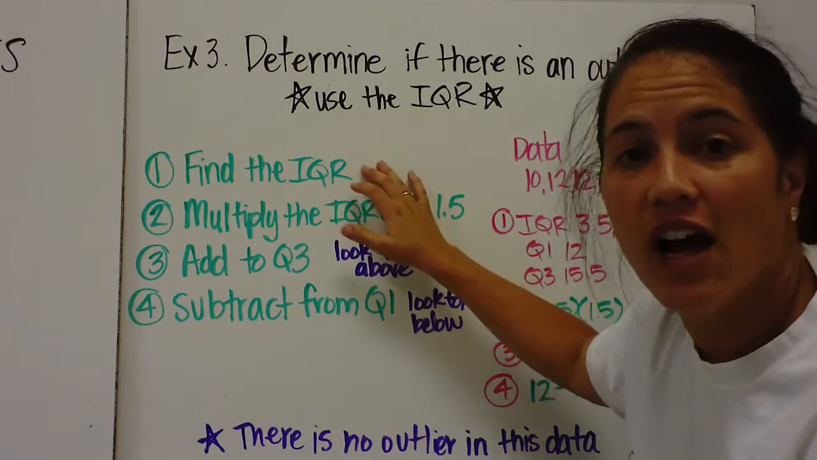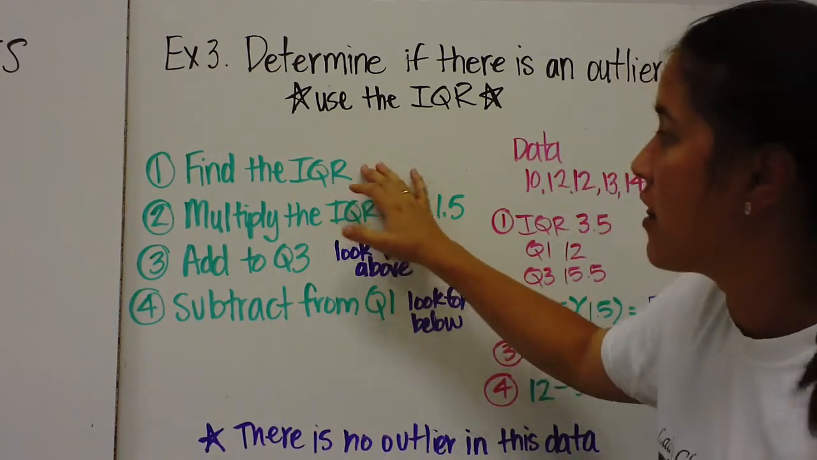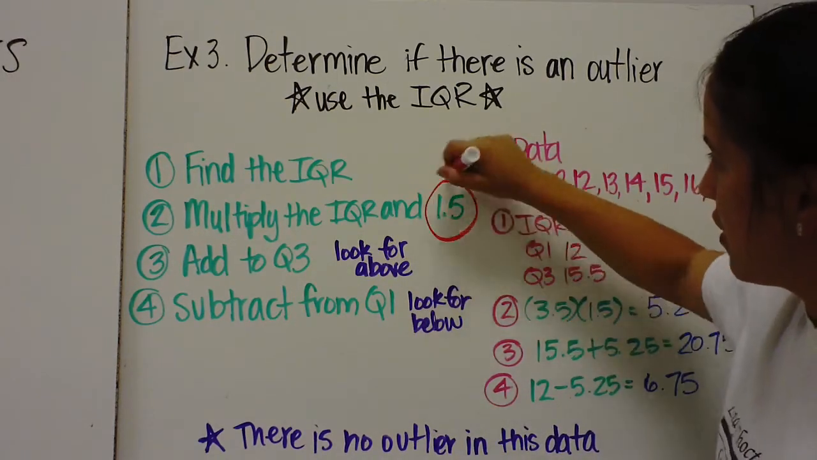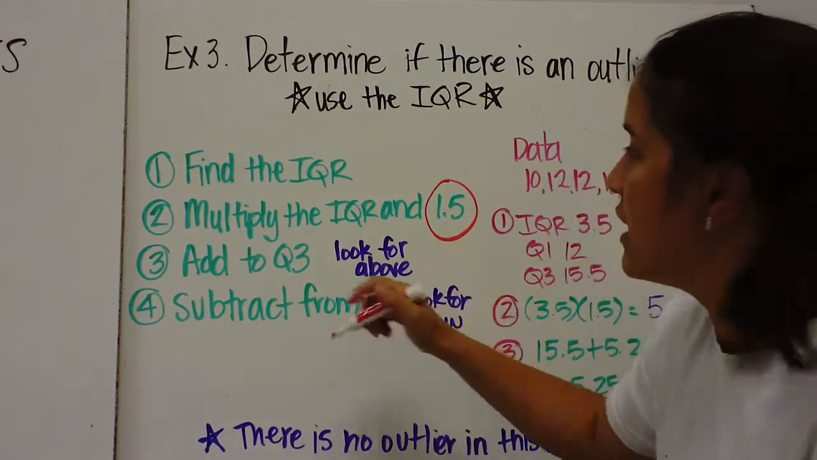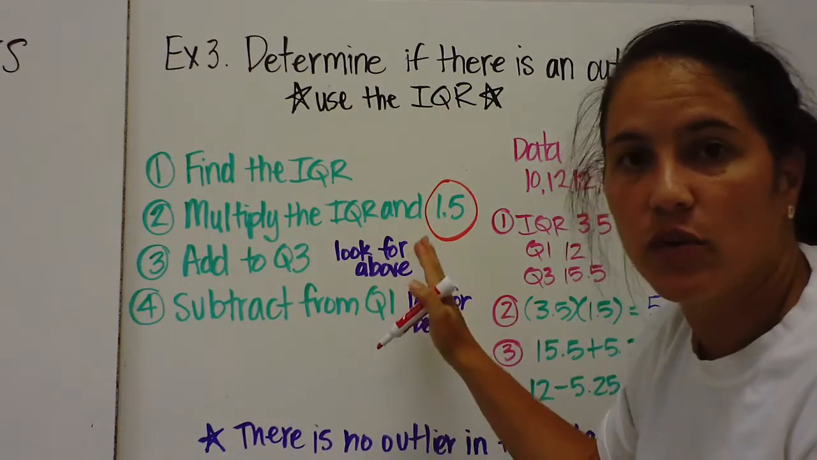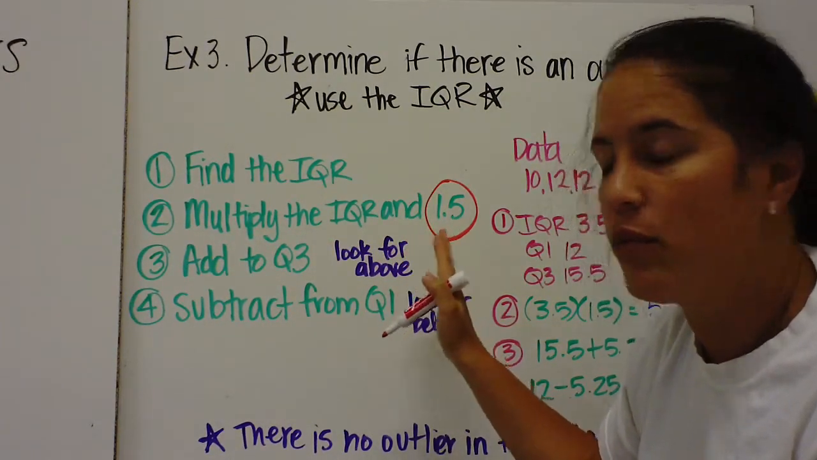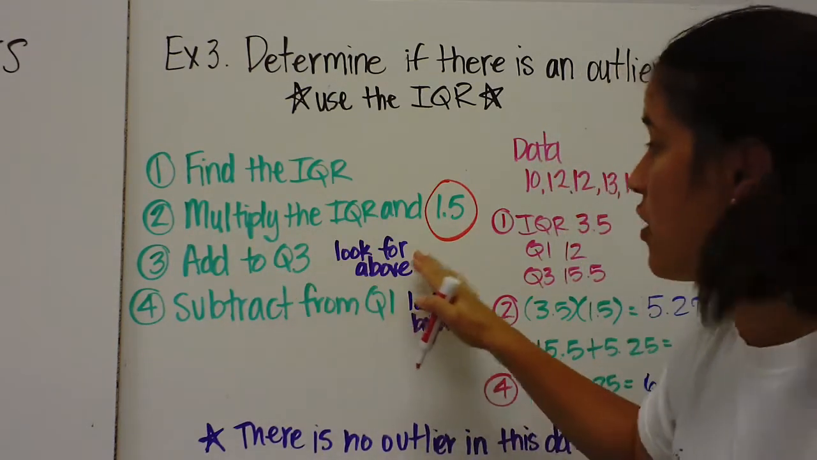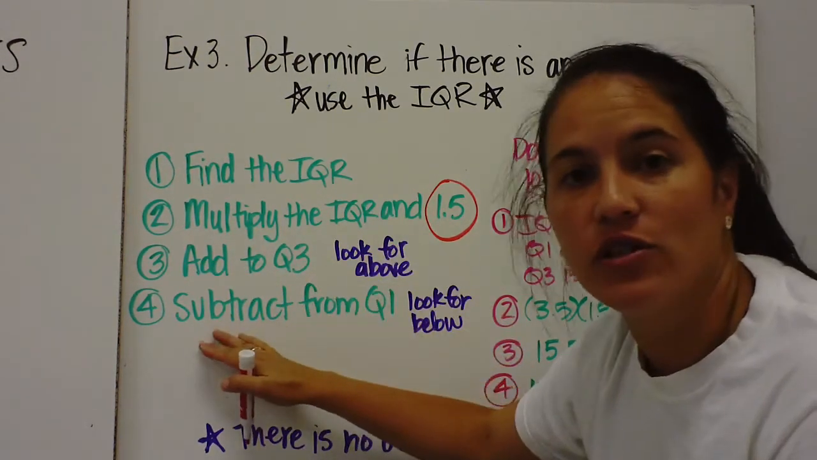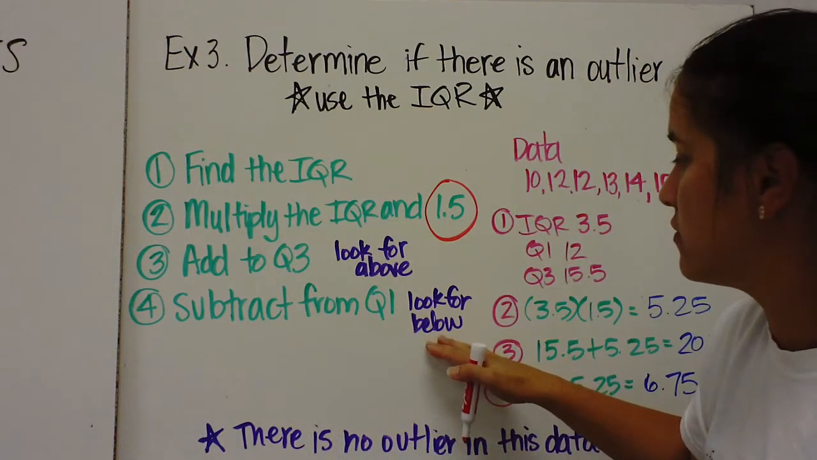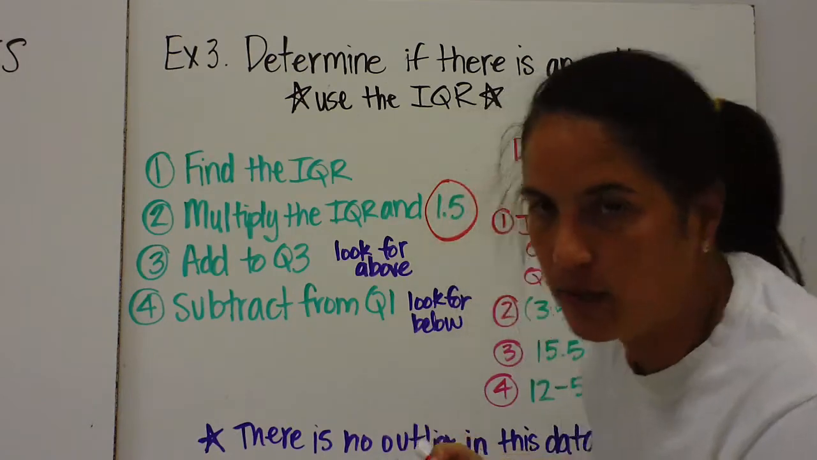First thing you have to do is find the IQR. Then you're going to multiply the IQR by 1.5. You're going to take this number, whatever you get, the product, when you multiply the IQR and 1.5, and you're going to add it to the third quartile. And you're going to look for numbers above, and then you're going to subtract it from the first quartile, and you're going to look for numbers below. So let me show you an example about what I'm talking about.